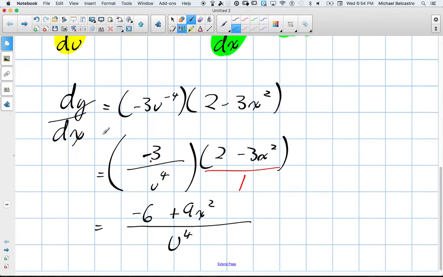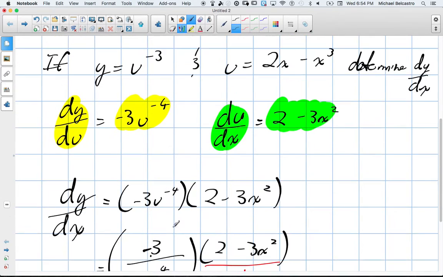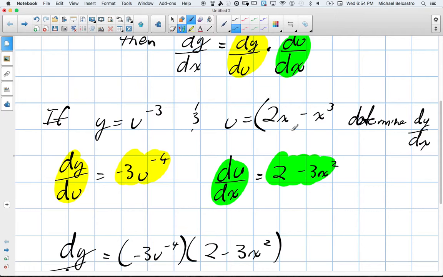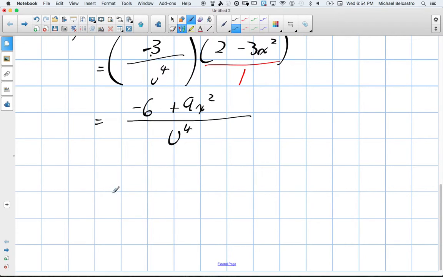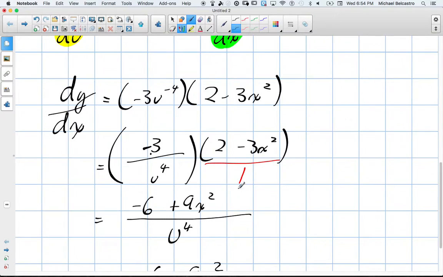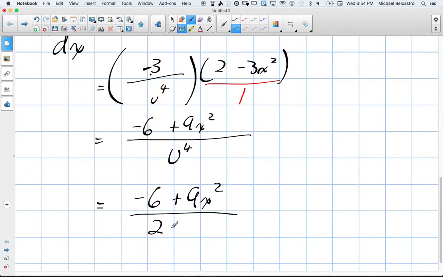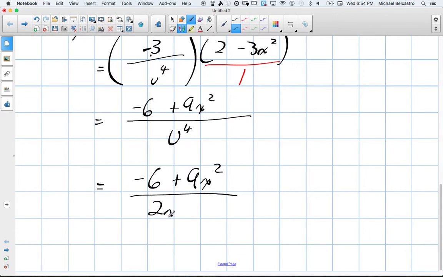You could say, okay, great, I'm done, but we're not, because this is the derivative of y with respect to x, but we have a u in here, so we have to replace u. Well, what is u originally equal to? It's originally equal to 2x minus x cubed. So the numerator stays as negative 6 plus 9x squared, divided by, I've already forgotten, is it 2 minus 3x squared? Yeah, 2x minus x cubed. But all of this is to the power of 4, yeah. So think of it like we replaced u with this part here. So that's to the power of 4.